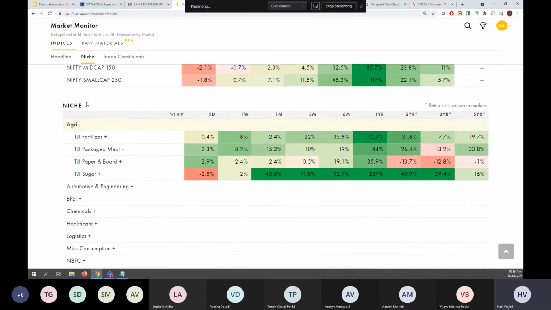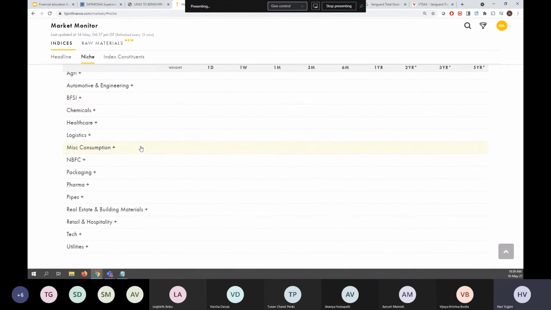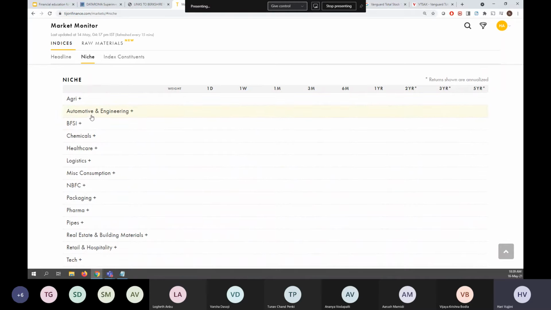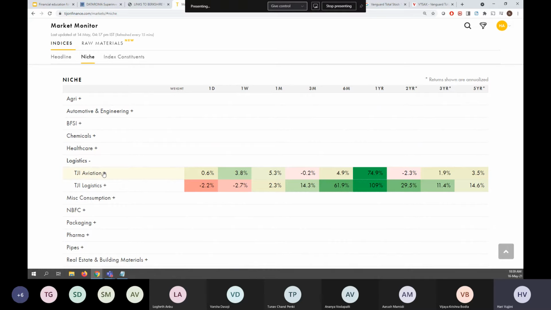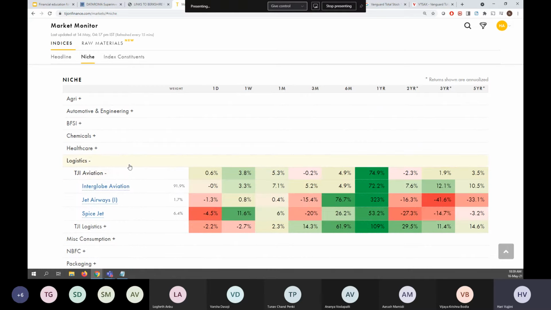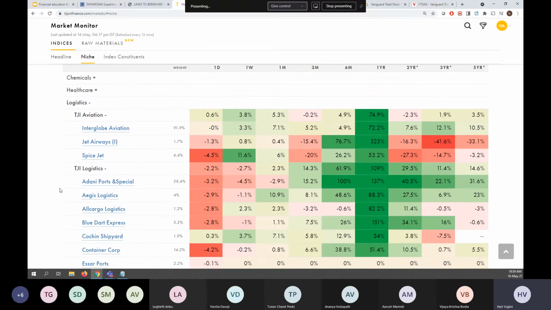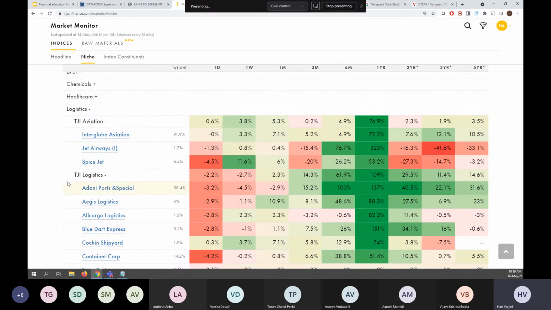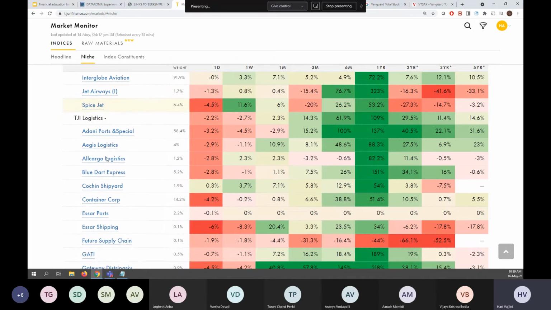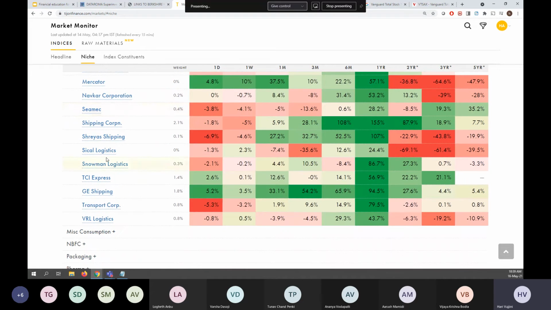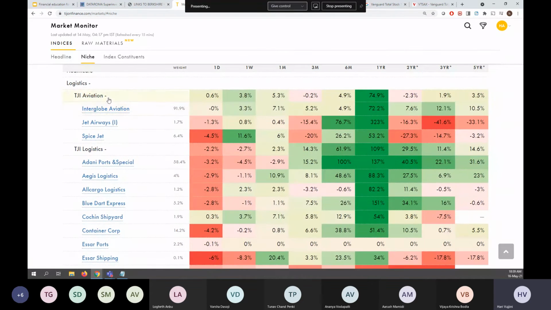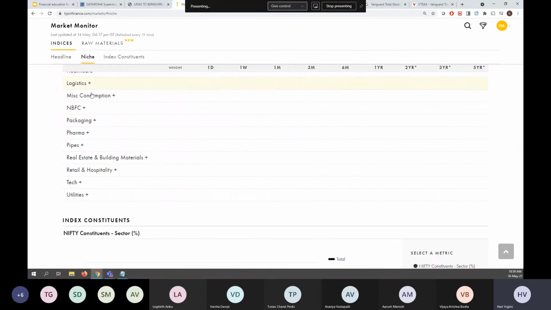So these are the meat, packaged meat. If you see, Indian companies are part of all these different sectors. I think you were asking about logistics some weeks ago. Within logistics, you have aviation logistics, which basically moves people from one place to another. And then you have rail logistics, which moves goods from one place to another. So within logistics, these are all the different companies you have in India.